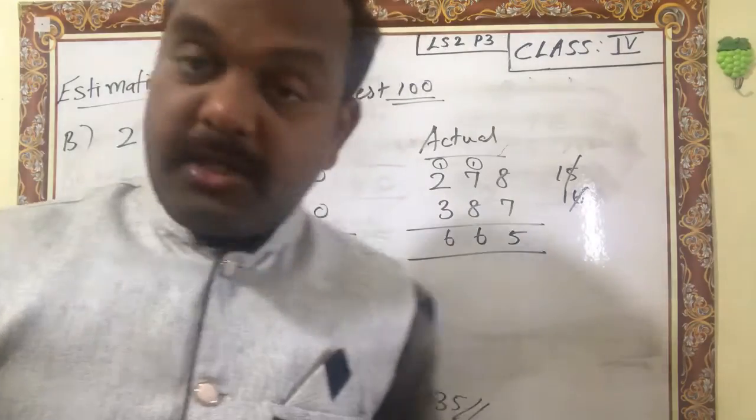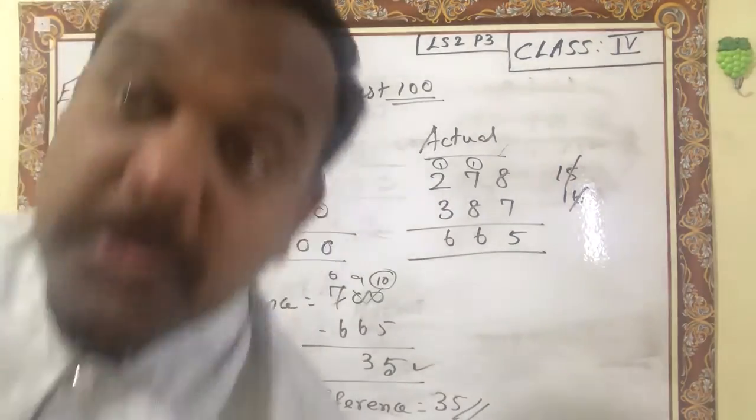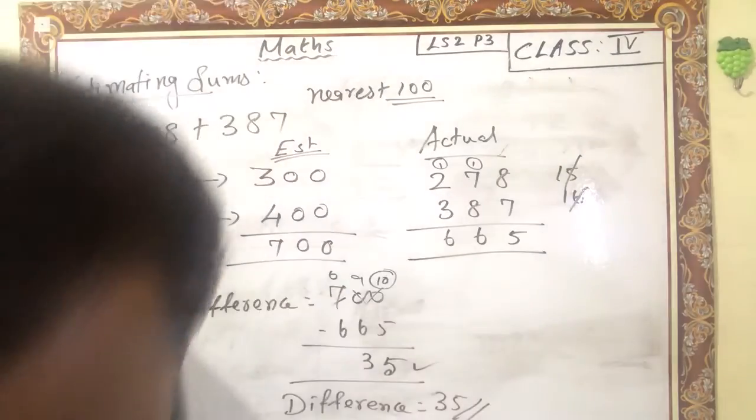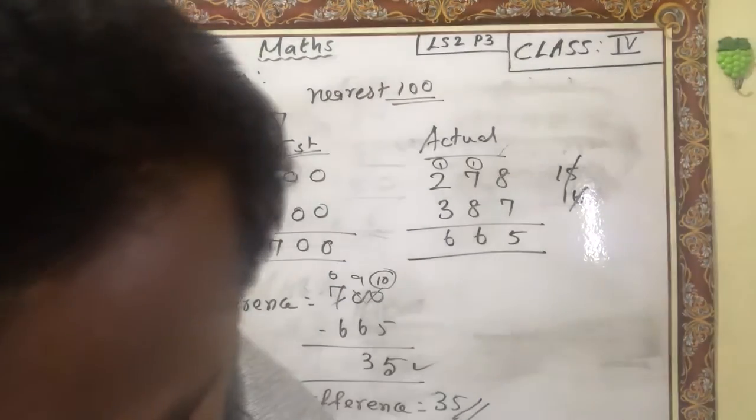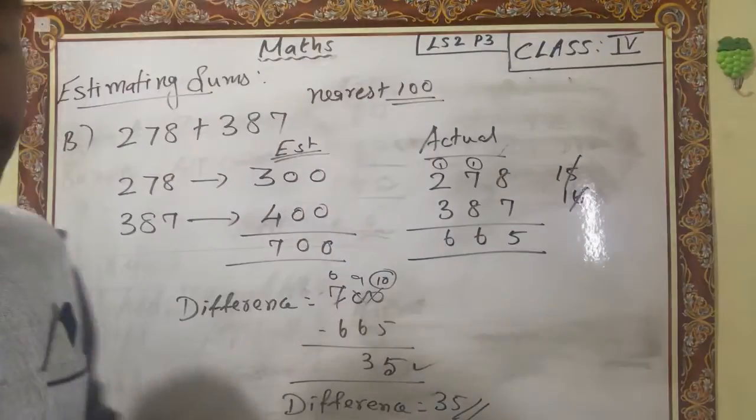This is addition. Next, subtraction also will come. Exercise 2.5.